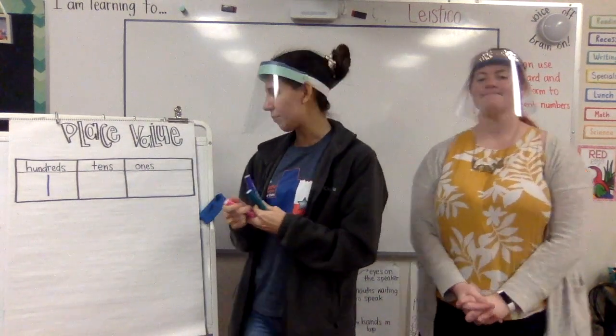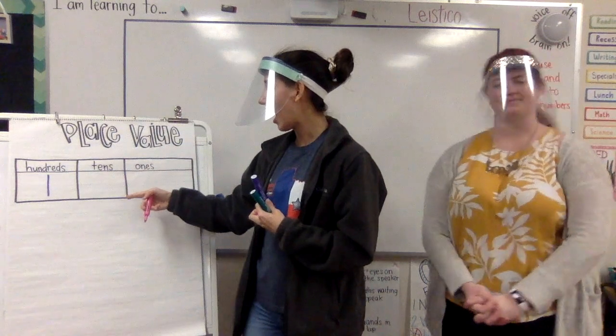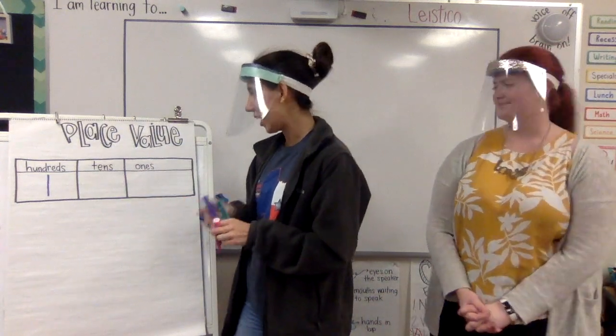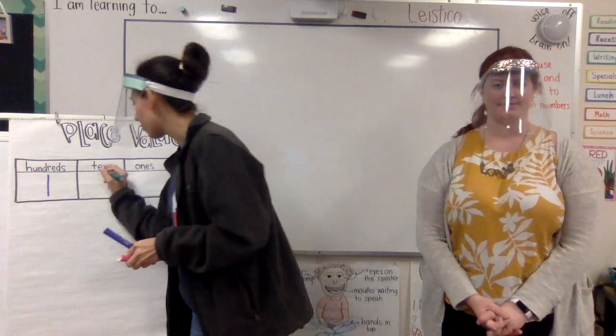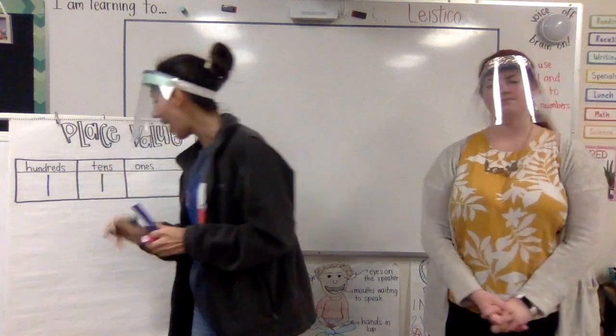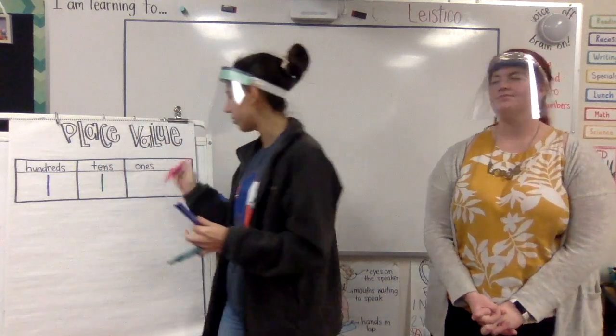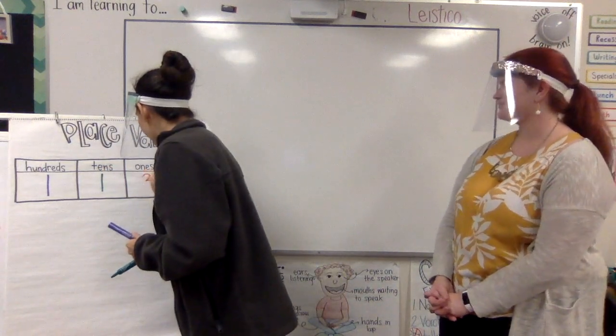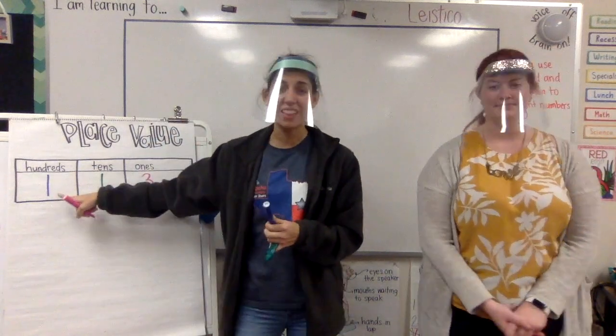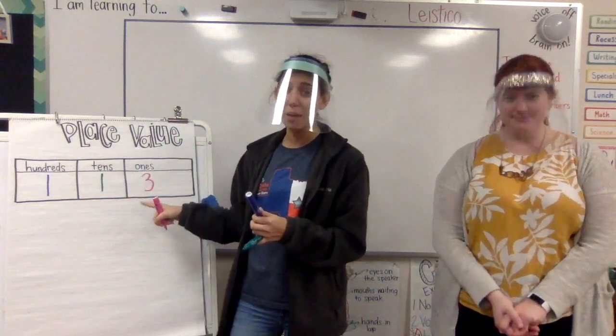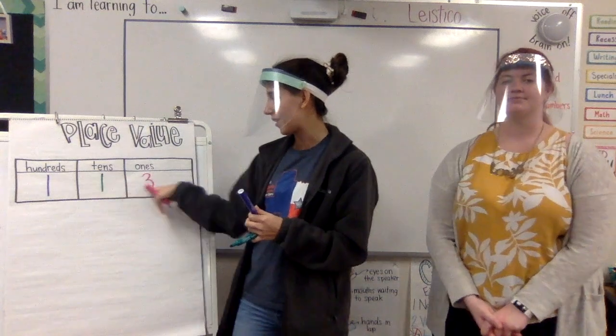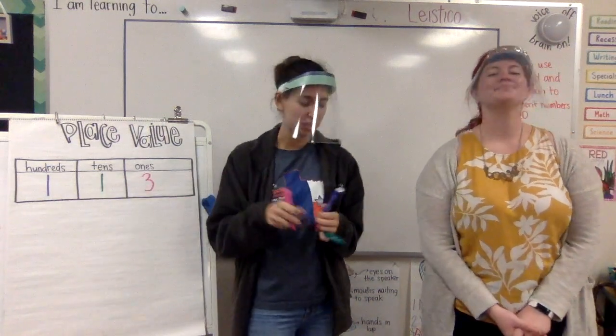Oh, now I know our teen numbers, and I remember we learned about these earlier, have a 1 in the tens place. So I'm going to put a 1 in the tens place. And 13 would be 3 ones. So the standard form of the number would be 113.